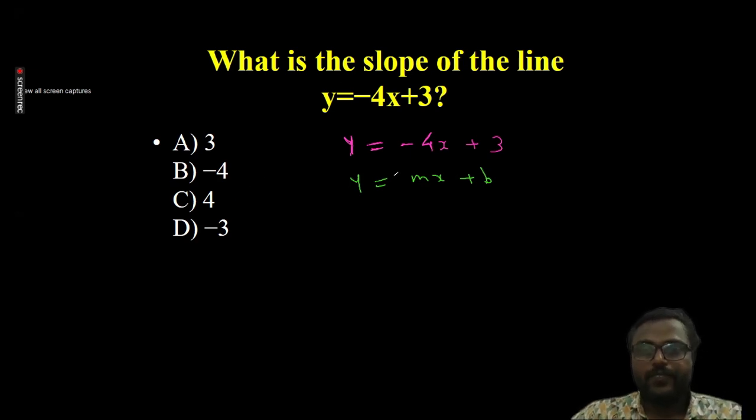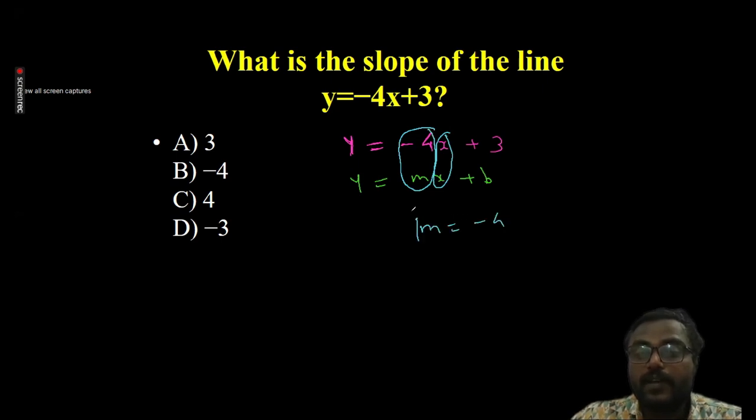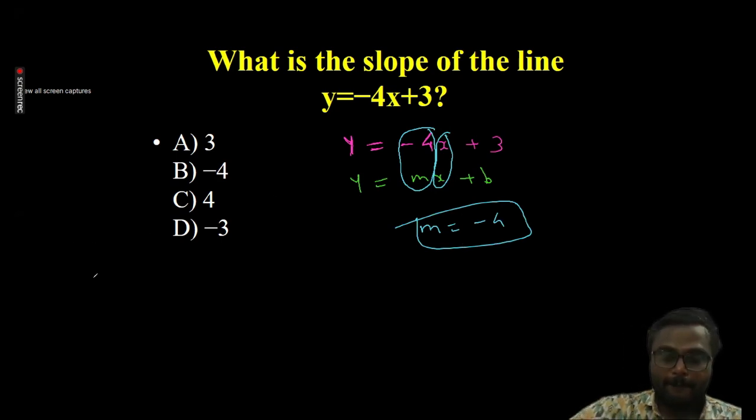Look, buddy. Whatever is the coefficient before the x will be your slope. Here there is an x, here there is an x. So m is negative 4. Okay, let's move on.